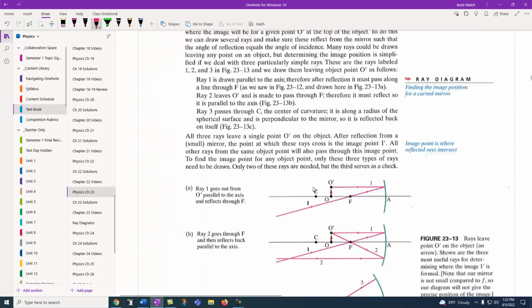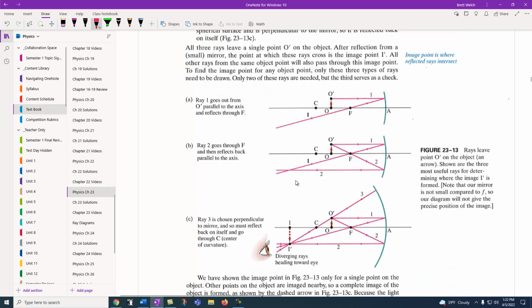Let's see, what else do you need to know right off? All right, so now we can do some ray diagrams. These ray diagrams are really important, and we need to understand how to draw them so we can physically model what the light is doing when it bounces off a mirror. Now, there are 3 rays we always draw.